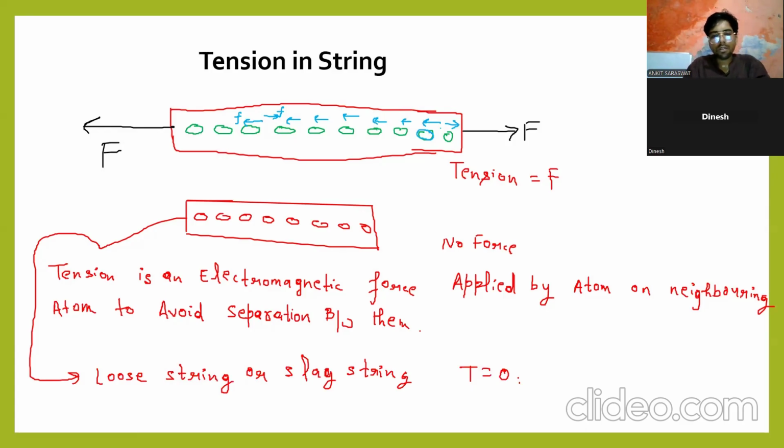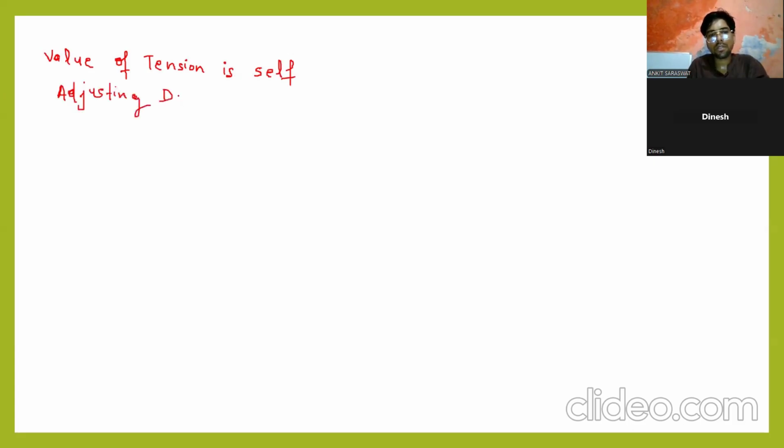Clear? So write down next. Have you written this? Yes, sir. After this, write down: value of tension is self-adjusting. Clear? Okay, sir. Depending on question. As per the question, it will change. Clear? Yes, sir. Depending on question.